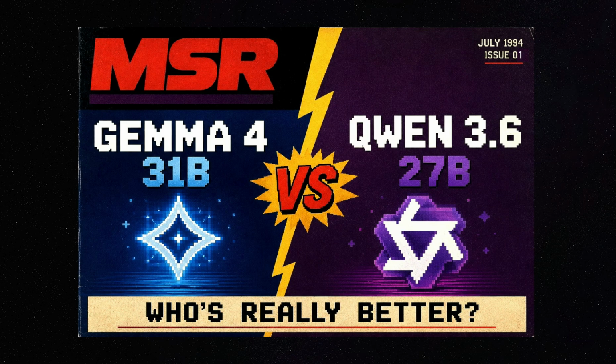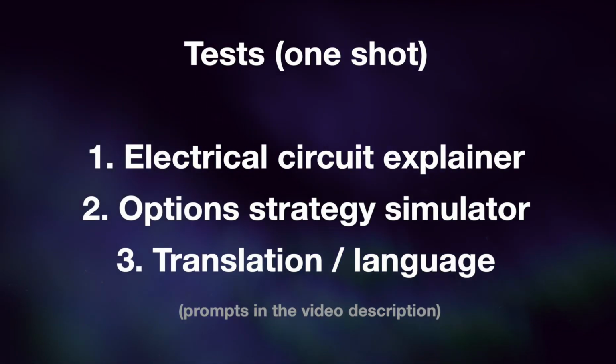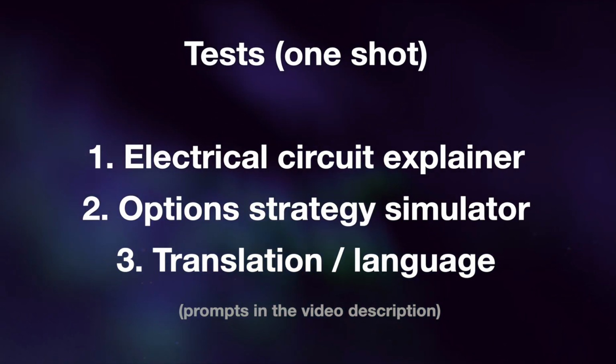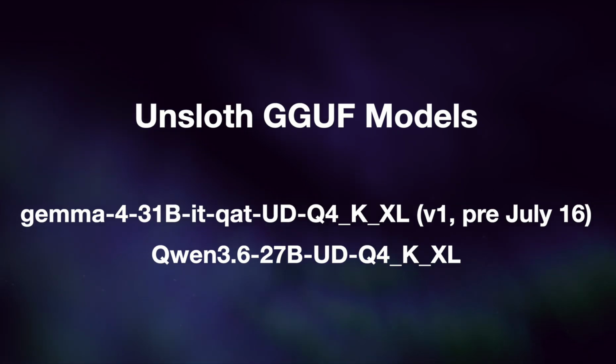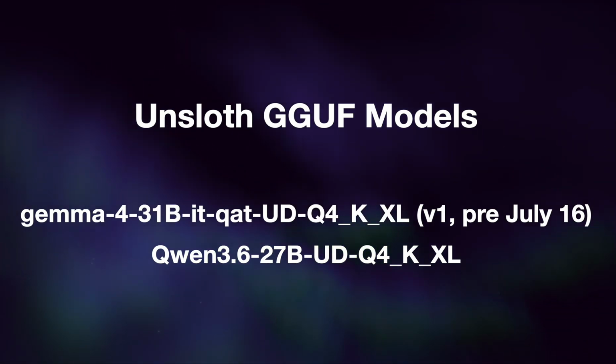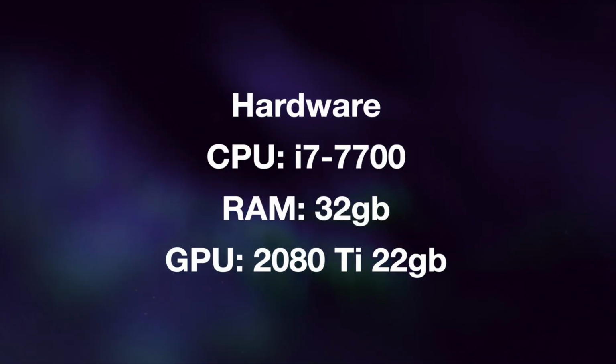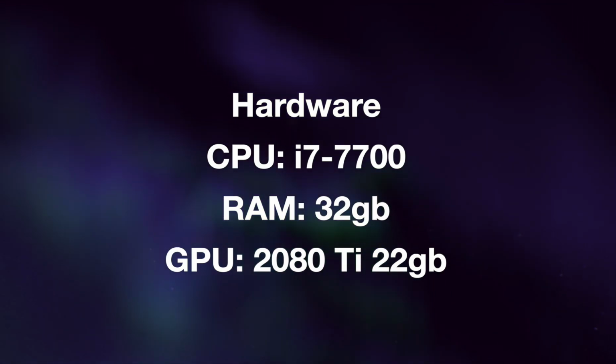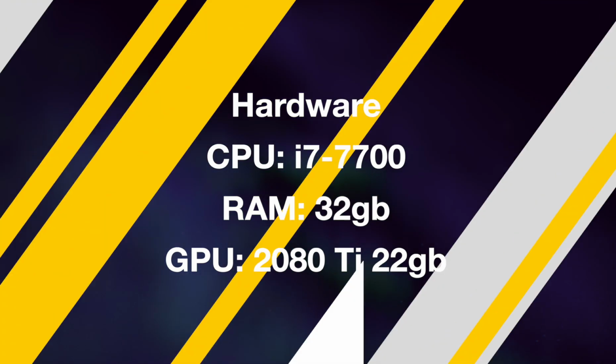Let's take a look at Gemma 4 31B versus Qwen 27B. We'll cover the following tasks. For the test setup, models from Unsloth were used, both quantized to 4 bits. The GPU used is a modified 2080 Ti with 22 GB.